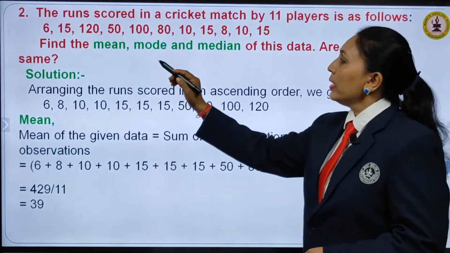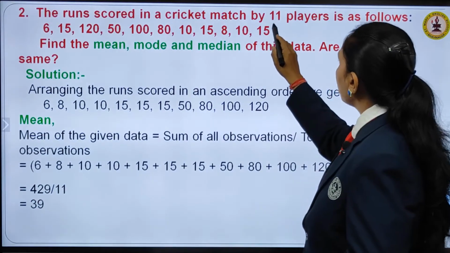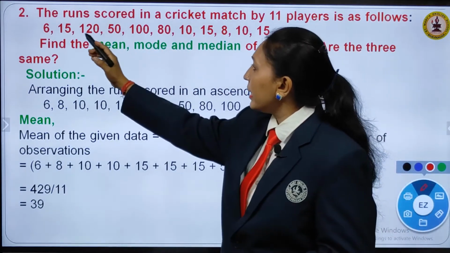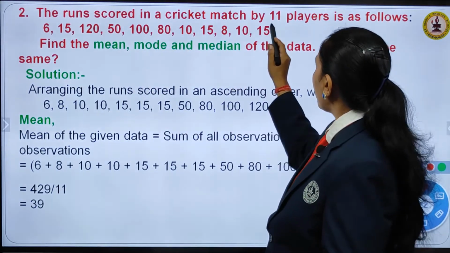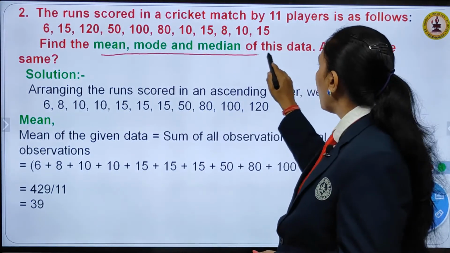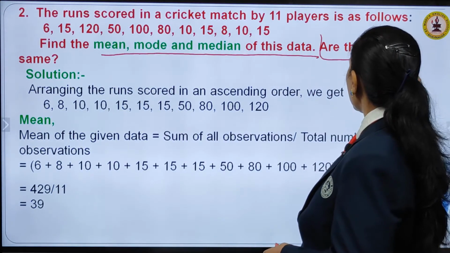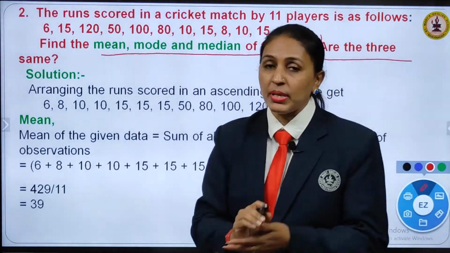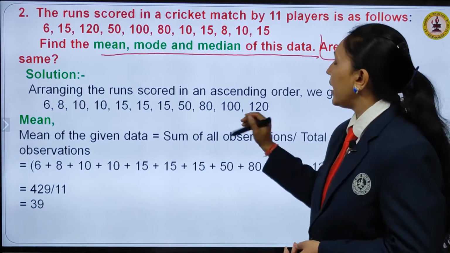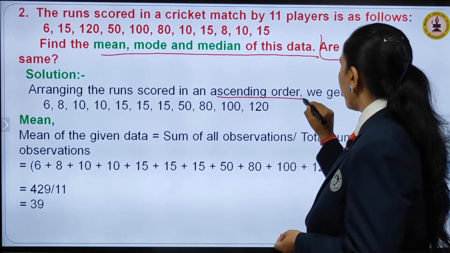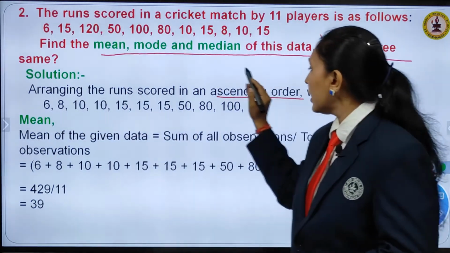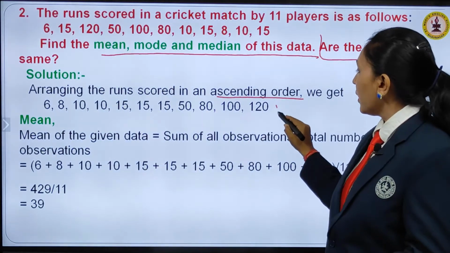Question number 2. The runs scored in a cricket match by 11 players is as follows. These are the scores of the cricket match played by 11 players children. We are asked here to find mean, median and mode of the data. One more question, are the 3 same? That means mean, median and mode. Now let us first arrange the given data in ascending order. Now you can see here I have arranged from the smallest to the biggest in the ascending order.